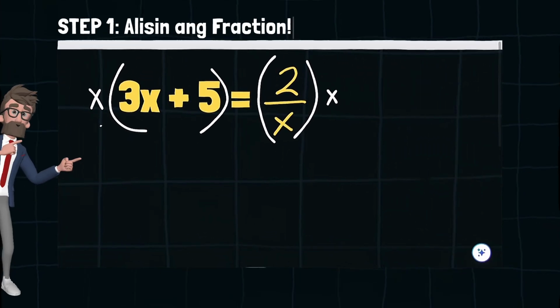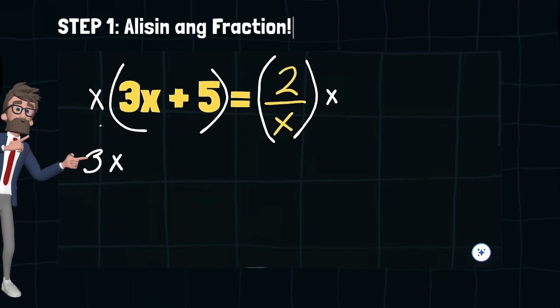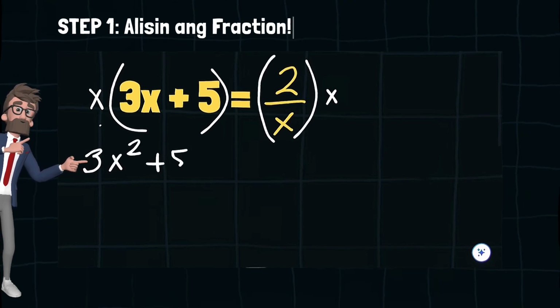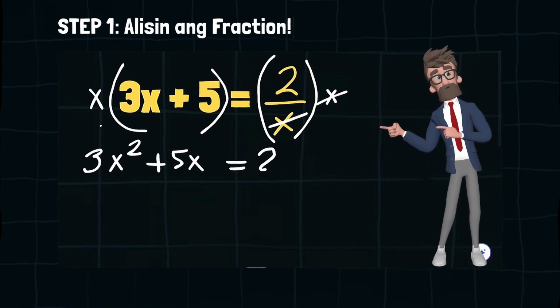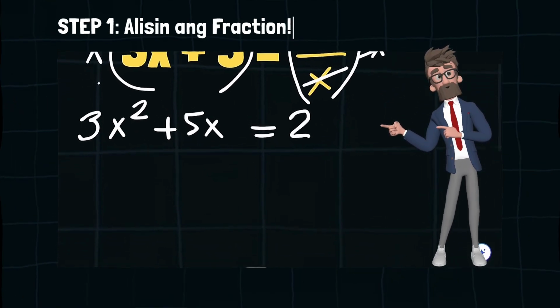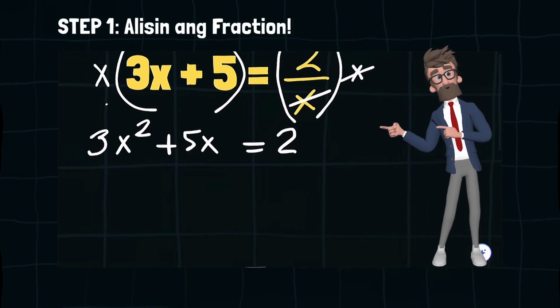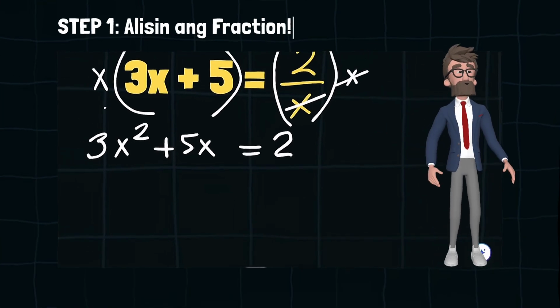After doing it, magiging ganito na siya. 3x squared plus 5x para sa left-hand side. Dun naman sa right-hand side, we have x times 2 divided by x. We cancel the x na mag-iiwan ng 2 sa kabila. Nakikita nyo ba kung paano natin tinanggal ang fraction?